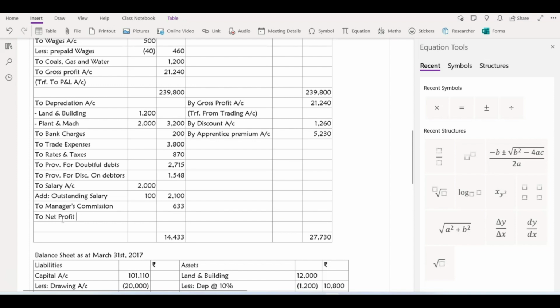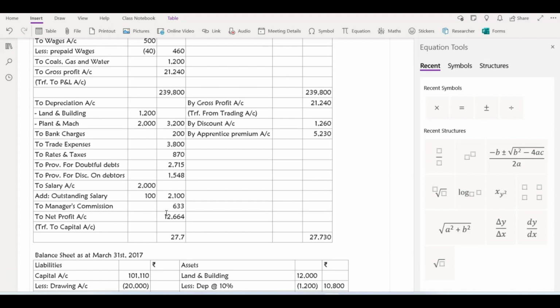To net profit account, and this is optional, you can write transfer to capital account. All right, since the net profit gets transferred to capital account, we write capital account and not the balance sheet. So how much is my net profit coming? 12,664. 12,664.